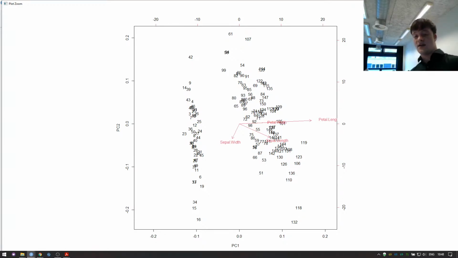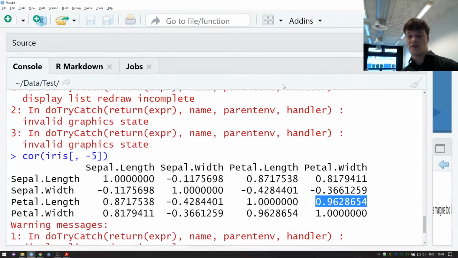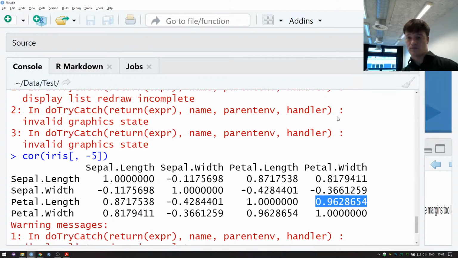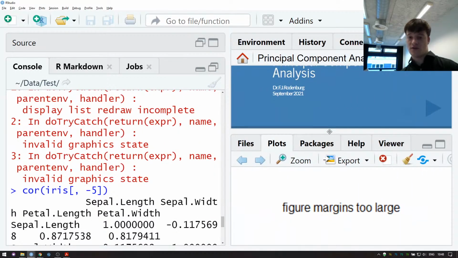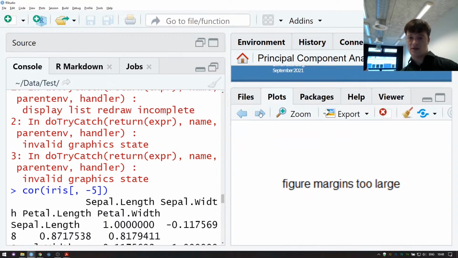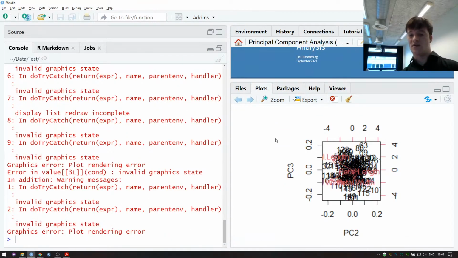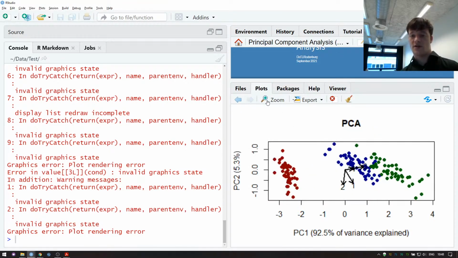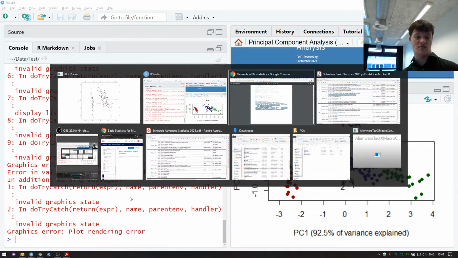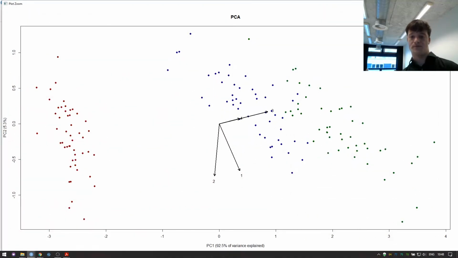Now, another thing, let's remove the arrows for a moment, or at least the names. Oh, yeah, figure margins. If you get this error, by the way, it just means that the plot window is too small. So, this one. What else can we see? I've colored by species. I don't know if the colors are visible. Are they? Okay.